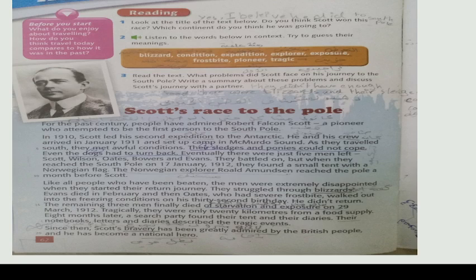He and his crew, meaning the people who go with him, الطاقم. He and his crew arrived in January 1911 and set up camp in McMurdo Sound. This is a place where they set camp.